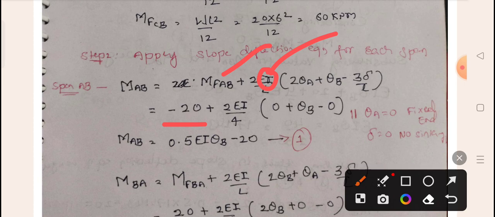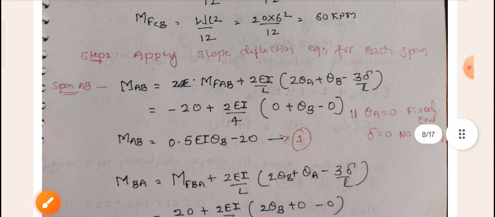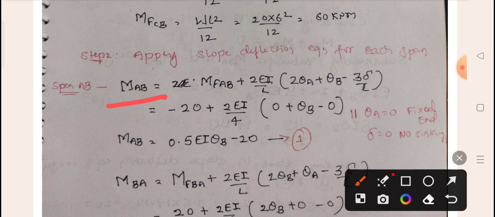So 2EI divided by L. L means what? L means the span of AB, since I am taking MAB now. So L means which length you are supposed to take, not the length of BC, because for MAB you are taking the length of span AB, that is 4.